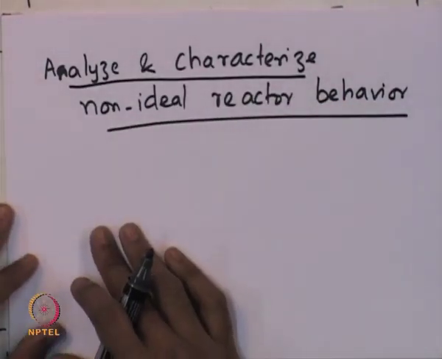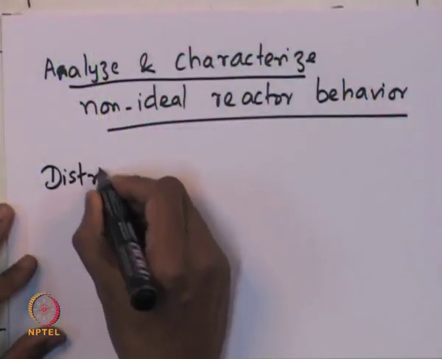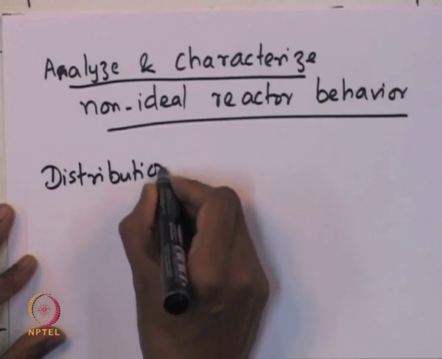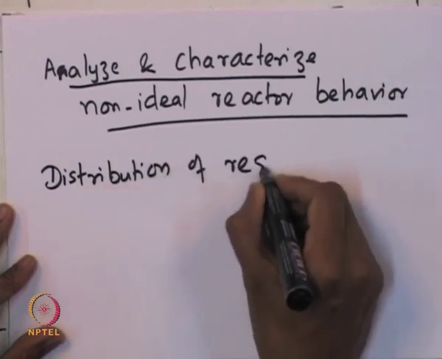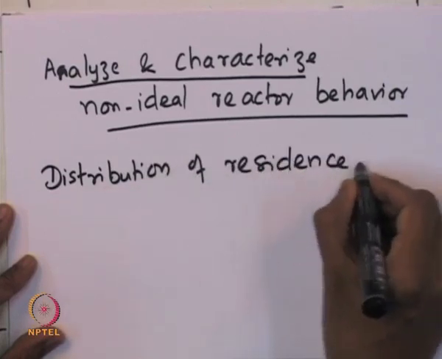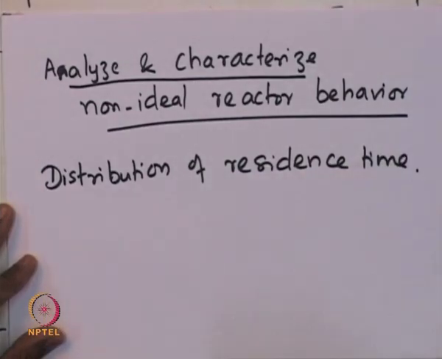So, now the key piece of information that is actually used in order to analyze and characterize non-ideal reactor behavior is the distribution of residence time. Residence time distribution of a reactor quantifies the time spent by various fluid particles in the reactor and is a characteristic of mixing that occurs in the reactor.